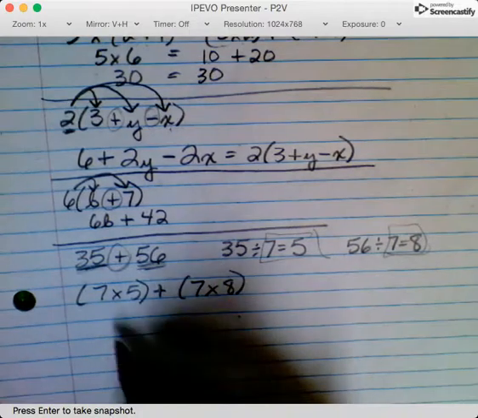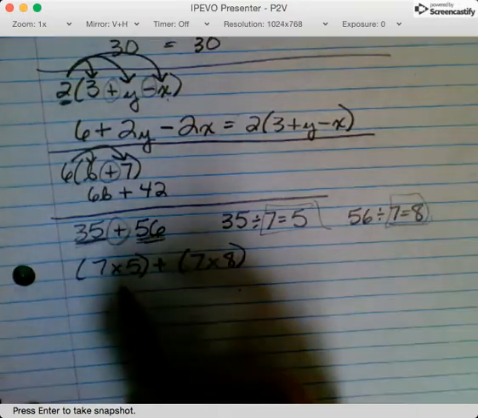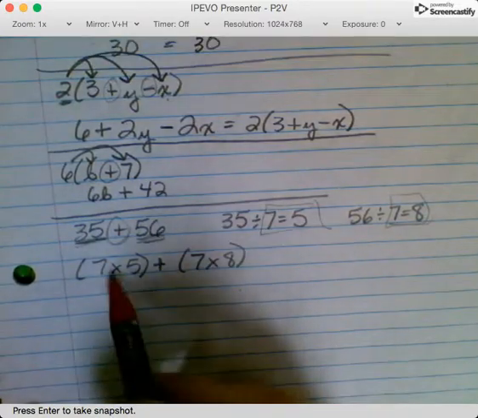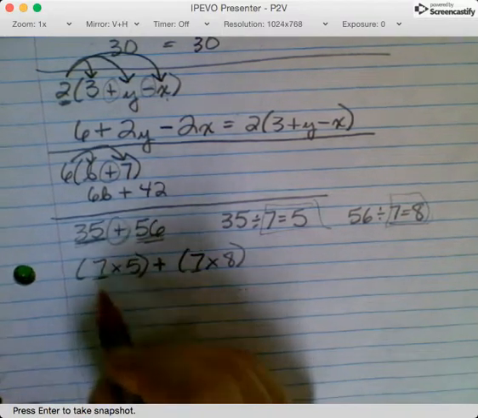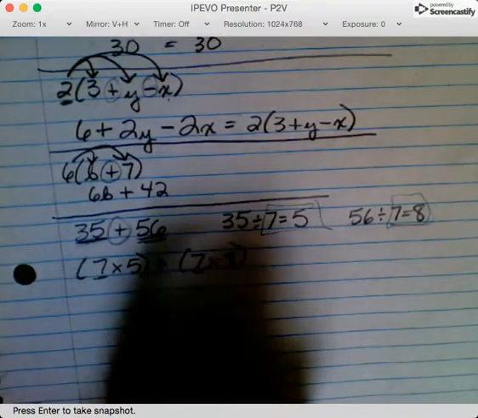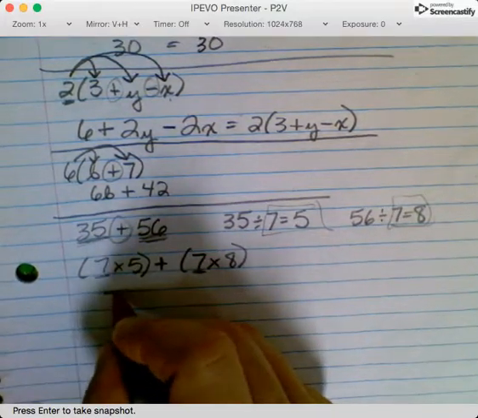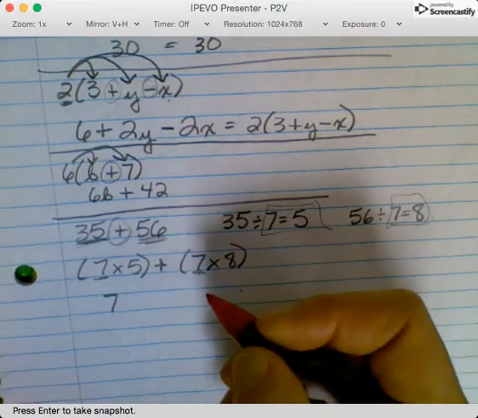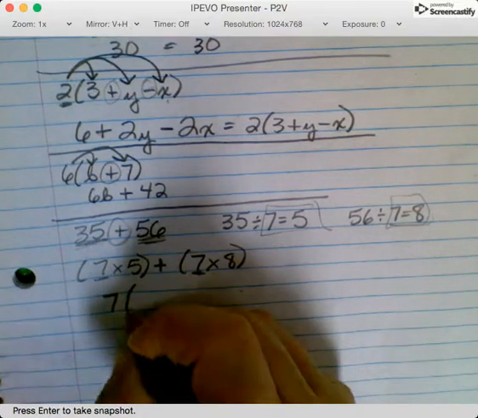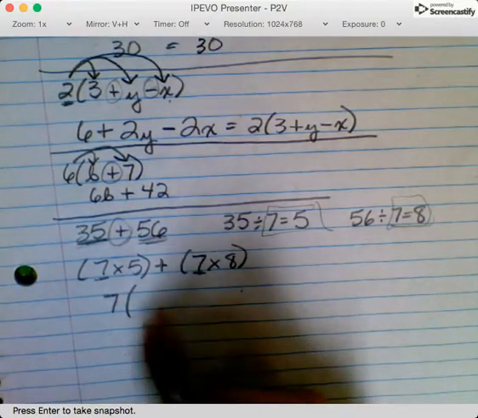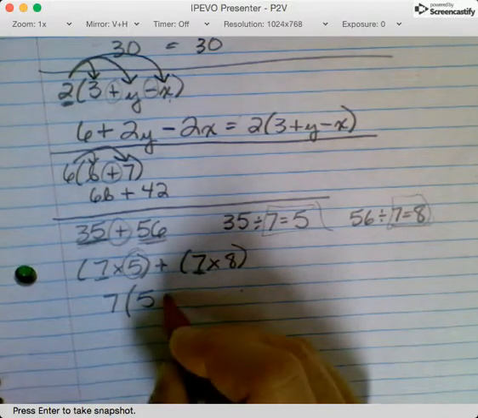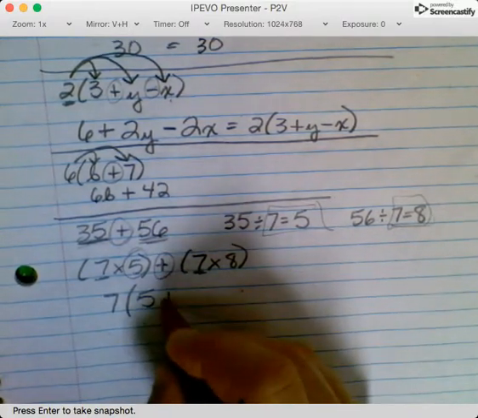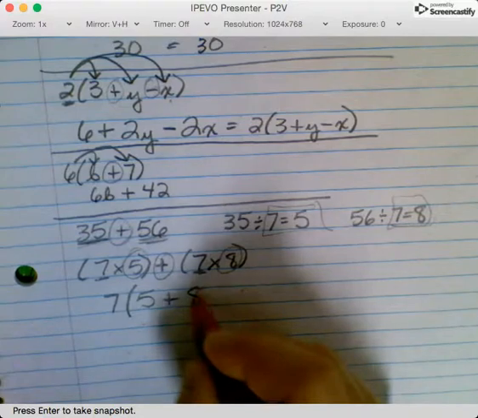Okay, so I'm not quite done yet. If you notice here, I have my values are both times 7. So I'm going to change that, and I'm going to take those 7s out of there, and I'm going to put 7 on the outside of parentheses, and then I'm going to have my 5, and then my addition sign, and then my other number is 8.